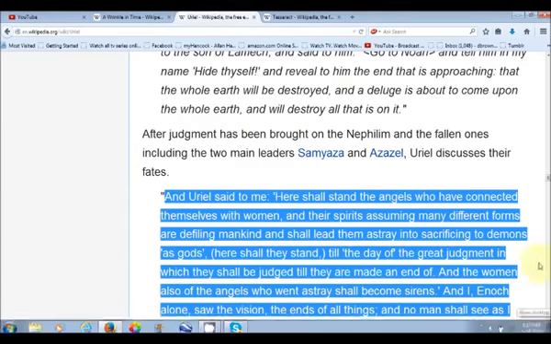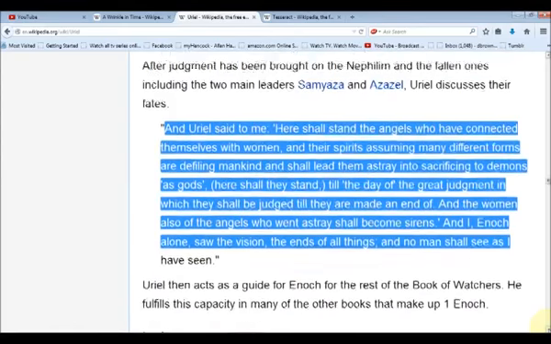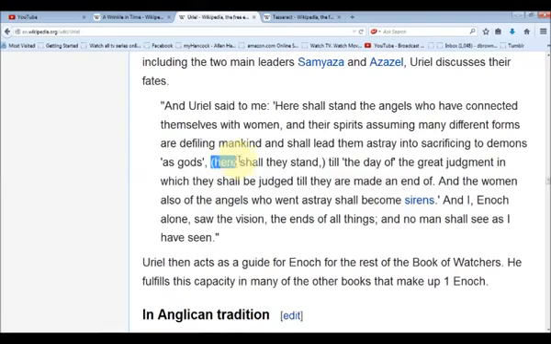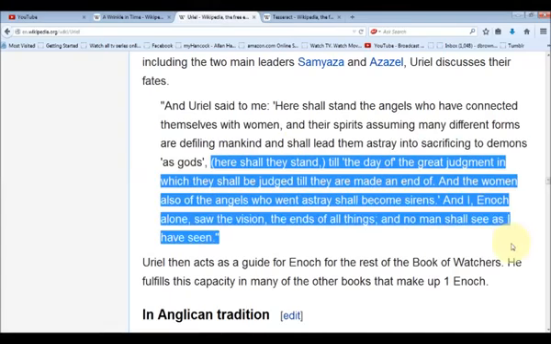So he says, "Here shall stand the angels who have connected themselves with women, and their spirits assuming many different forms, and defiling mankind, and shall lead them astray into sacrificing demons and gods." Okay, this is what's going on right now, you guys. We are under attack, and people are sacrificing themselves to demons and gods through their actions, really. And that is what was prophesied here, and Uriel was talking about in the book of Enoch.